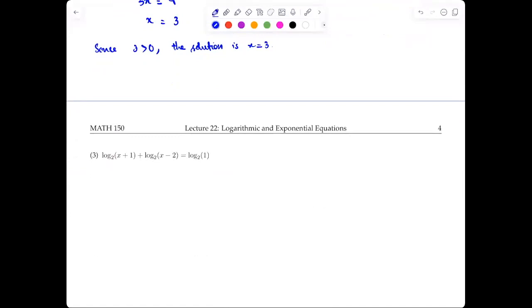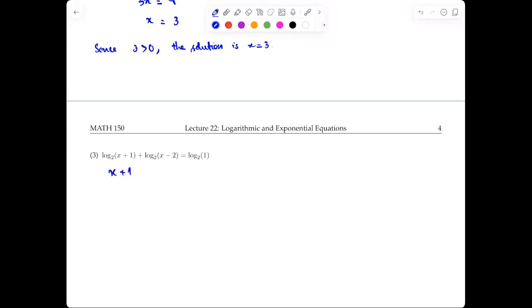Now, again, before solving a logarithmic equation, you need to find the domain of the functions. So you set x plus 1 greater than 0, x minus 2 greater than 0, 1 greater than 0. That is true. You don't have to write it down. You with me on that? All right, so just 2 domains.